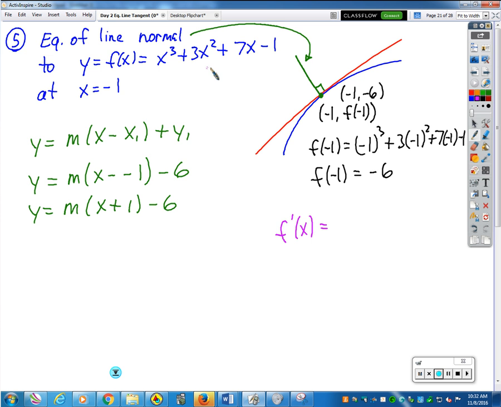Okay, this is a simple polynomial. Please raise your hand if you can tell me the derivative just by looking at this. You really need to be able to do this without any writing. It's just a polynomial. They're all being added. And then what is it? 3x squared plus 6x plus 7. Okay, pause there. Are we good? Let's plug in negative 1.